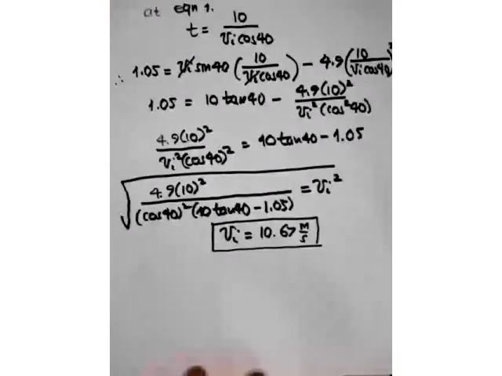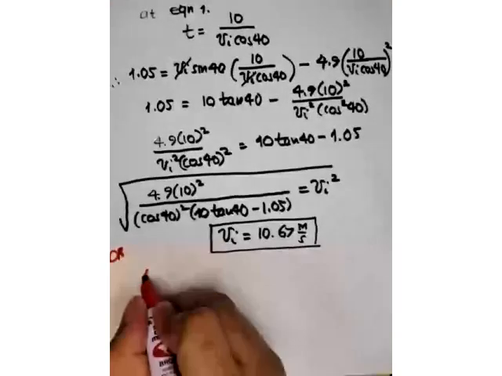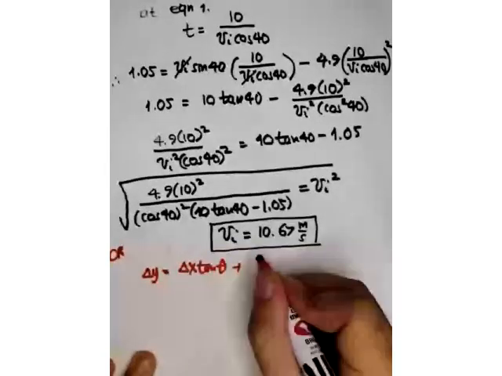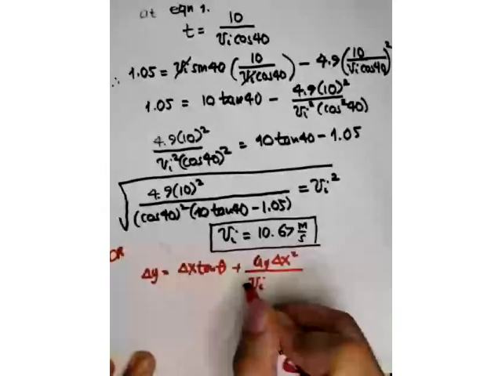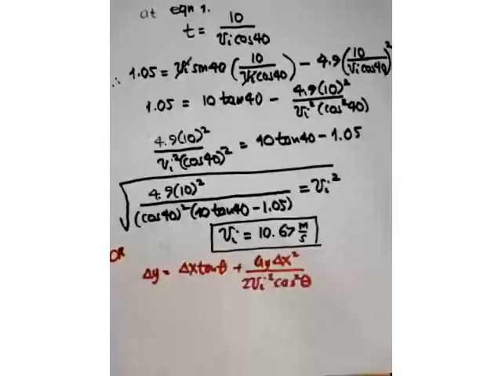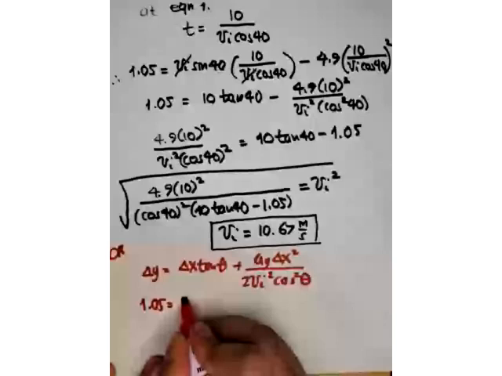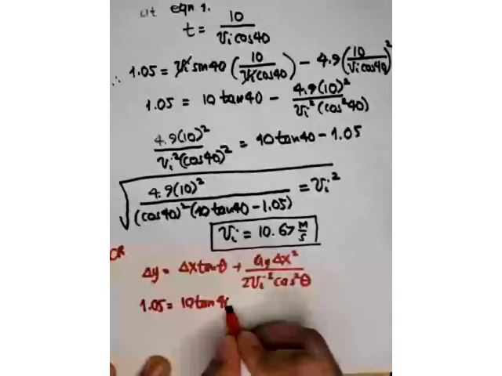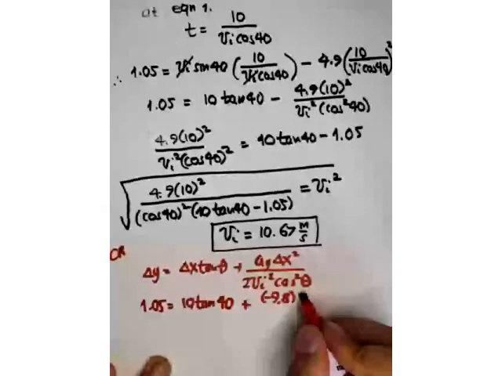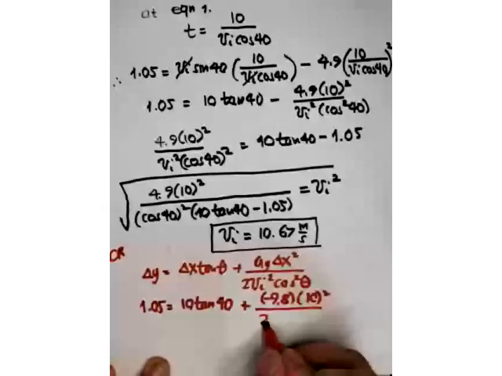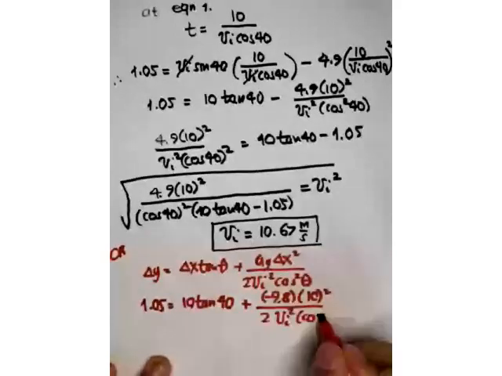So class, if I had gone straight to delta y is equal to delta x tangent theta plus ay delta x squared over 2 VI squared cosine squared theta, that would be 1.05 is equal to 10 tangent 40 plus negative 9.8 times 10 squared over 2 times VI squared cosine 40 squared. Isn't this it?